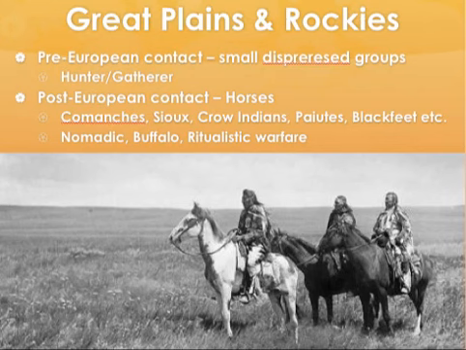And then we have the Great Plains and the Rockies. Now we're going to go into the Great Plains much more in depth as we get further into the year. But one of the biggest things to remember is that before European contact, the native tribes of the Great Plains are very different than how we remember them. So pre-European contact, you have small dispersed groups. They're mostly hunters and gatherers. But post-European contact, horses come into play. And horses will fundamentally change everything.